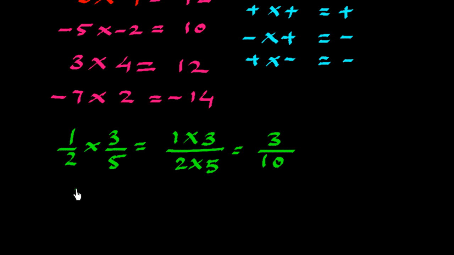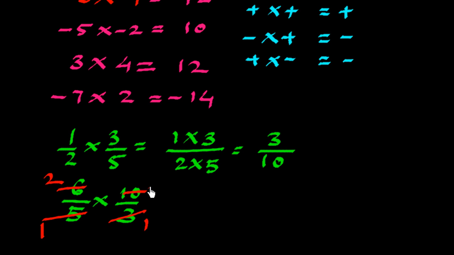If you have something like 6 over 5 into 10 over 3, what we do is first simplify up to some extent. 3 one times, 3 two times. In this way we could divide, 5 one times and 5 two times. So here we finally get 2 into 2, which is 4. So in this way you could multiply fractions or rational numbers.